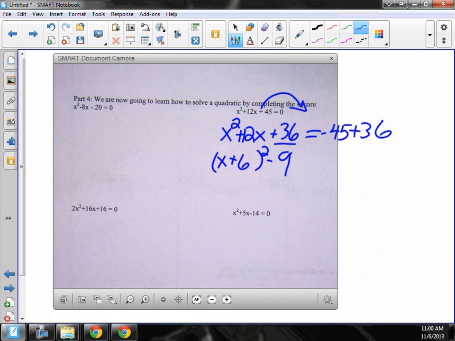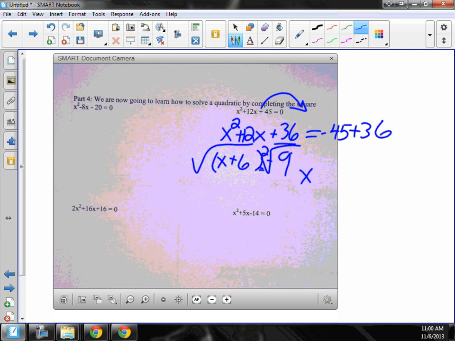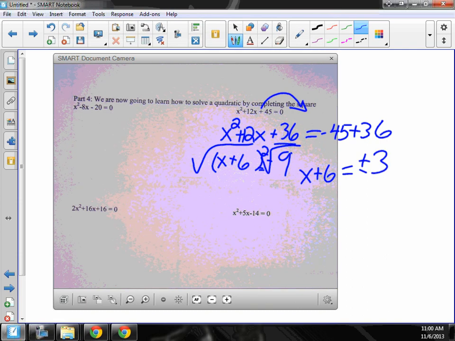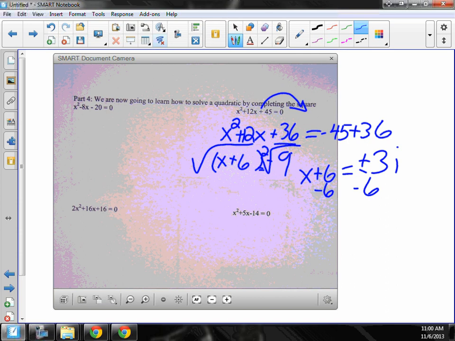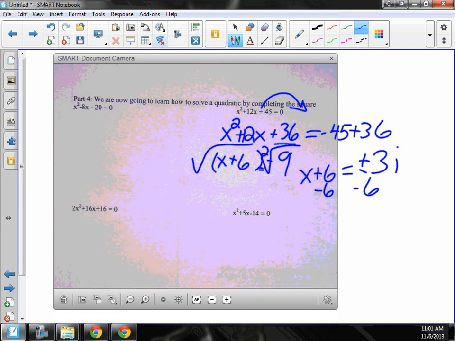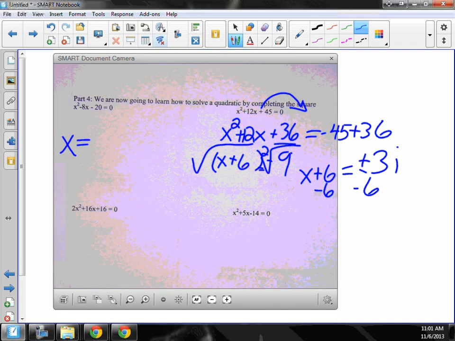Now I take the square root. Oh, that's an equal sign. And I get x plus 6 equals, what is the square root of -9? 3i. And don't forget the plus or minus. Plus or minus 3i. So to find x, I subtract 6. How do you mix real numbers and imaginary numbers? You can't. So my answer is x equals -6 plus or minus 3i.